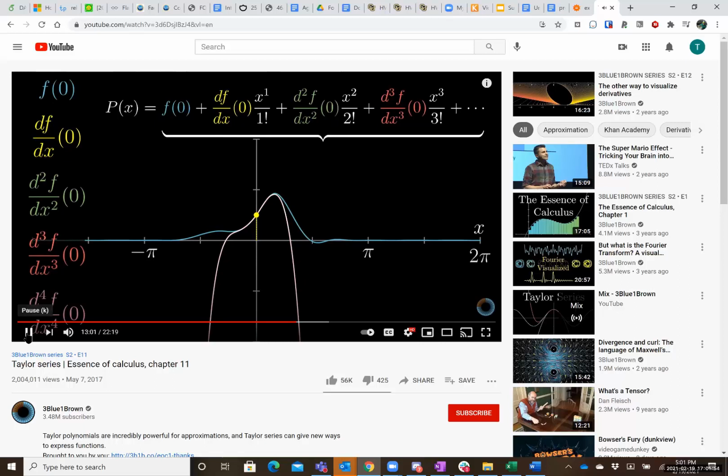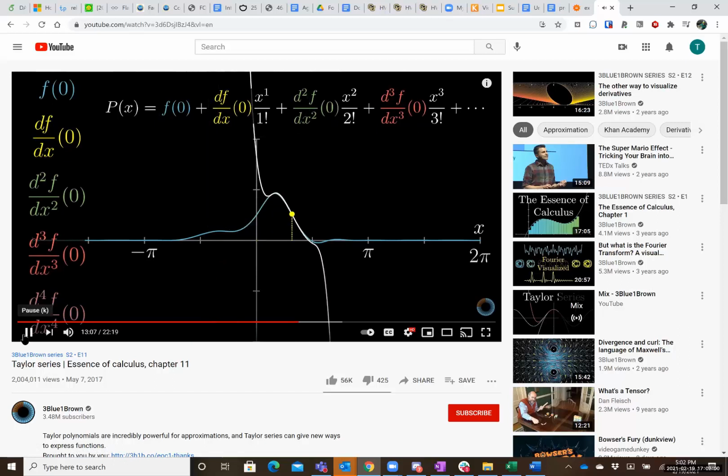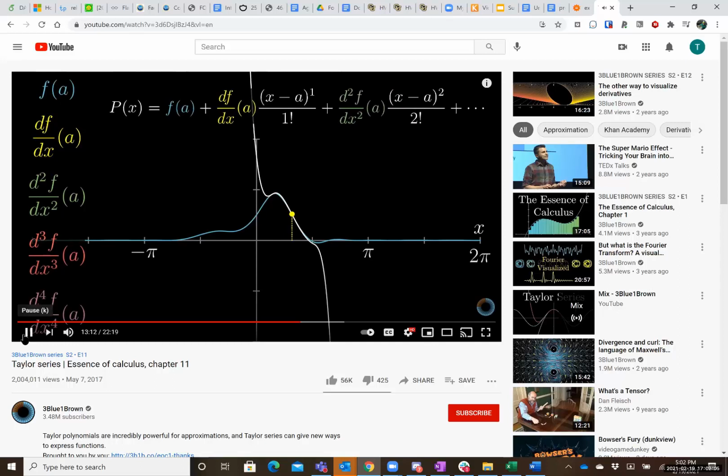To make things even more general, if you wanted to approximate near some input other than 0, which we'll call a, you would write this polynomial in terms of powers of x minus a, and you would evaluate all the derivatives of f at that input, a. This is what Taylor polynomials look like in their fullest generality. The value of a changes where this approximation is hugging the original function, where its higher order derivatives will be equal to those of the original function.